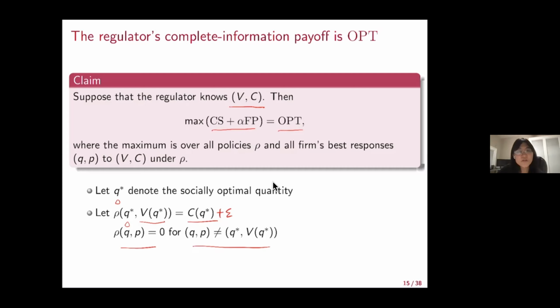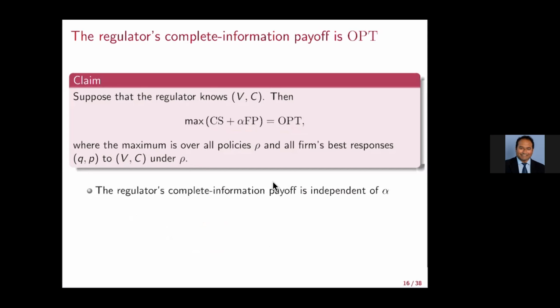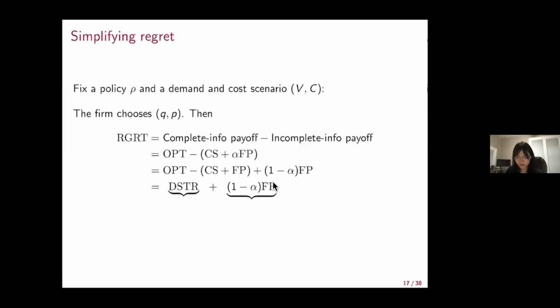Oh, no, alpha is capturing the regulator's objective. If alpha is smaller than 1, it just shows that this regulator has some redistribution objective. So I want to make sure that profit goes to the consumers instead of the firm. Okay, so it's just transferring these things, right? Yes, yes. Okay, yeah, thank you. You're welcome. So now this is the complete information payoff.